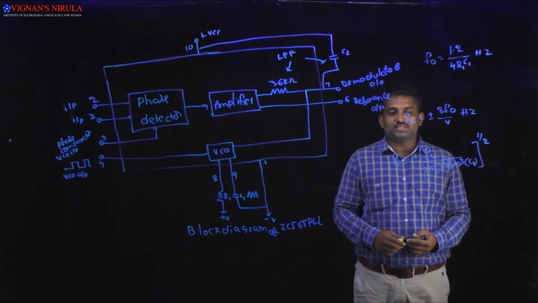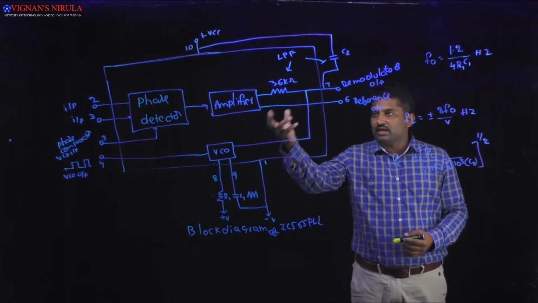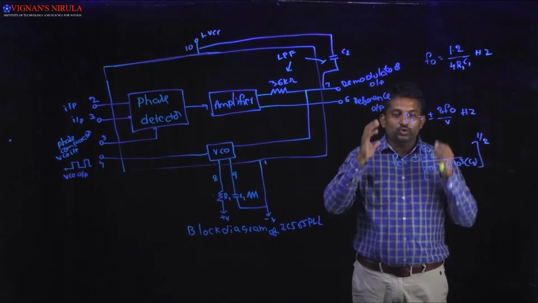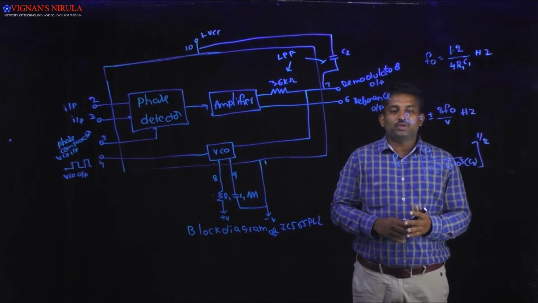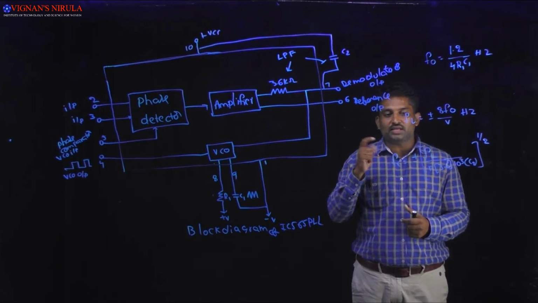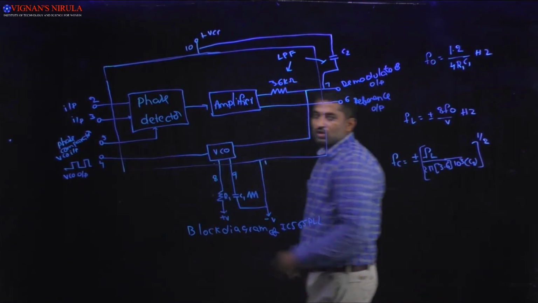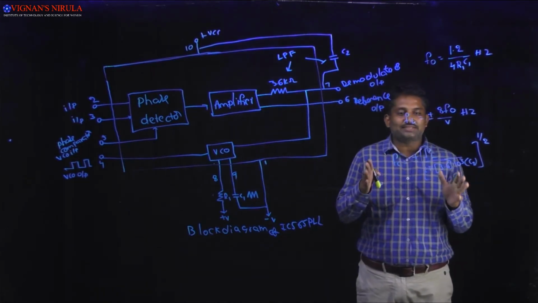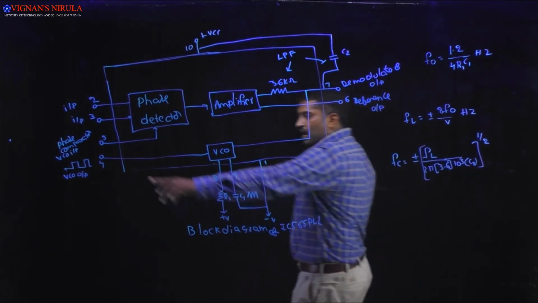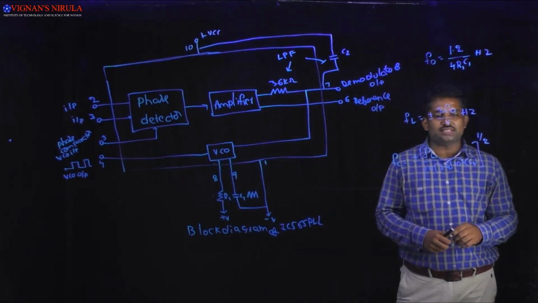Diagram of IC 565 PLL. This block diagram consists of phase detector, amplifier, low pass filter and VCO. If you clearly observe this block diagram, the phase locked feedback loop is not internally connected. That is, here there will be no connection in between these 4th pin and 5th pin. So it will not act as a PLL. Whenever you want to use it as a PLL, then you have to externally connect pin number 4 and 5. Then it will be used as a PLL.